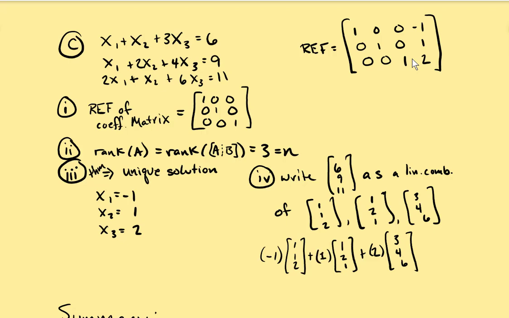And that is the linear combination of these vectors that equals the right-hand side. Right. So that's the solution for that part. Okay, just a quick summary of the big things. That's the end of this example.